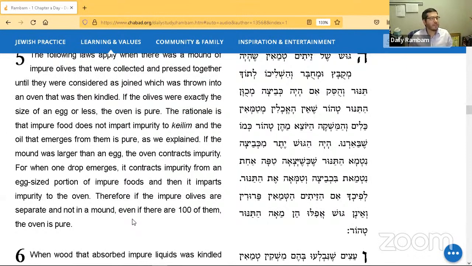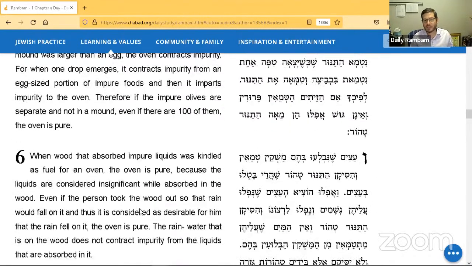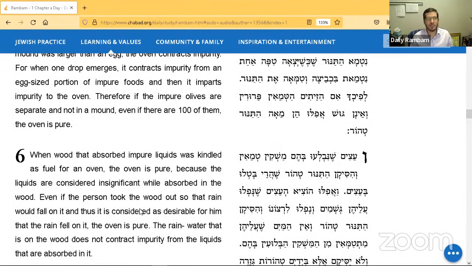Therefore, if the impure olives are separated and not in one amount, then even if there are 100 of them, it will never make the oven impure, because none of them by itself will become impure and therefore transfer the impurity to the oven. So even though the olive itself is impure, it doesn't transfer to the liquid and therefore it doesn't transfer to the oven.